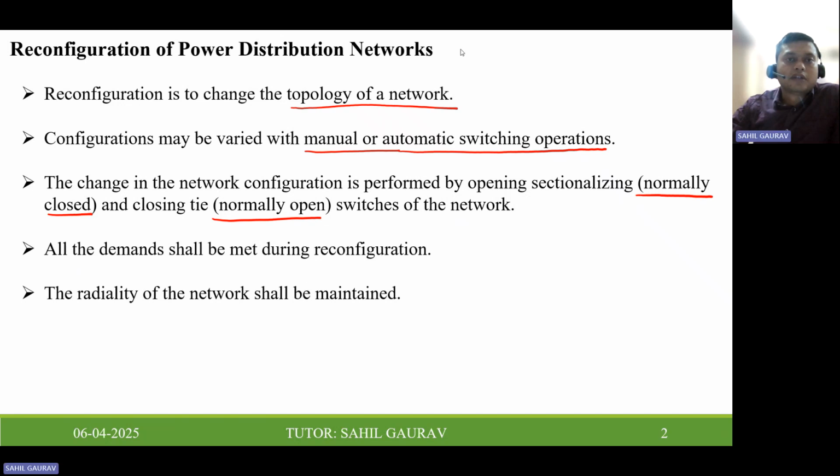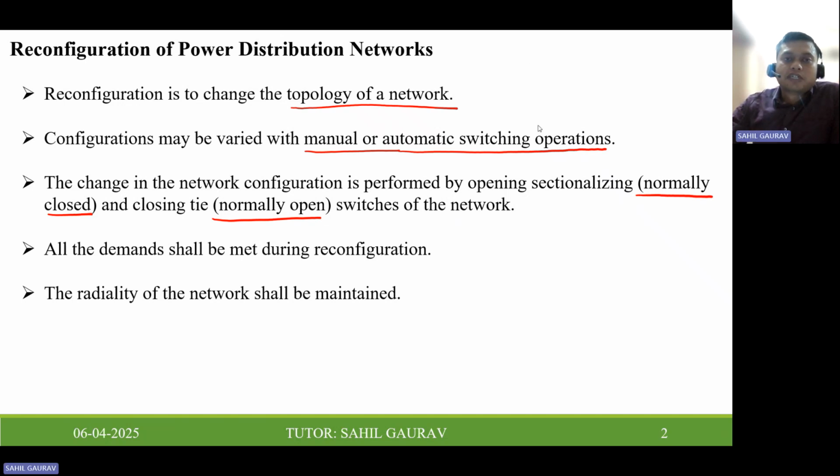So reconfiguration basically means that we are reconfiguring the existing network. We are not developing a brand new network, so it is not an expansion problem. We have already provided the distribution network, and we are changing the topology of the network such that some objectives will be fulfilled.